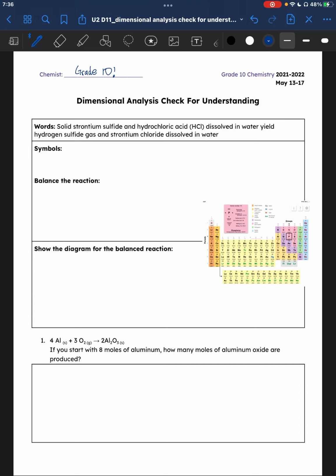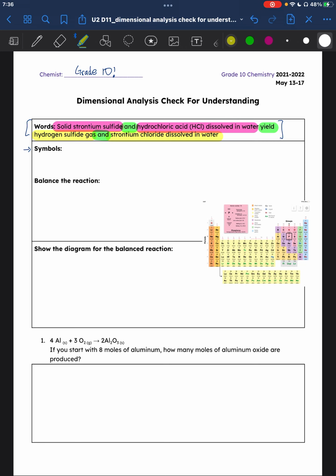All right, so our first problem here is we have a chemical reaction represented in words, and we have to translate that reaction into symbols. So I'm going to go ahead and read my reaction. I see solid strontium sulfide and hydrochloric acid, and they give me the formula for hydrochloric acid dissolved in water, yield hydrogen sulfide gas, and strontium chloride dissolved in water.